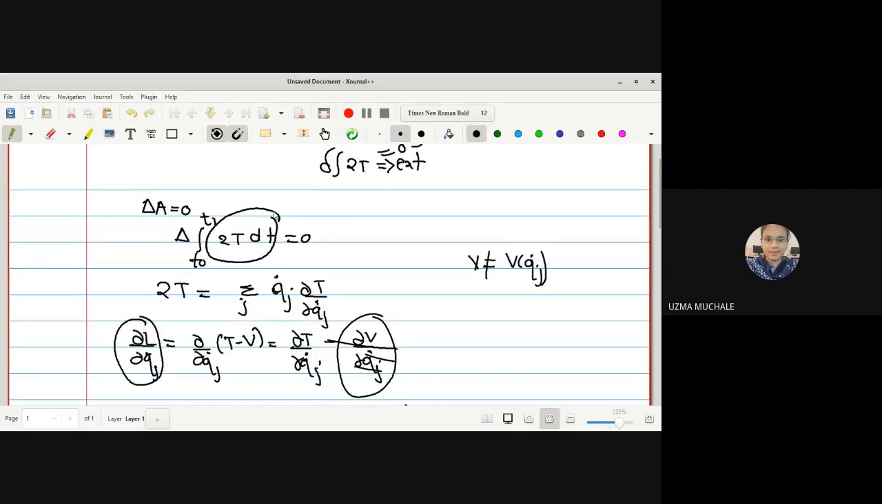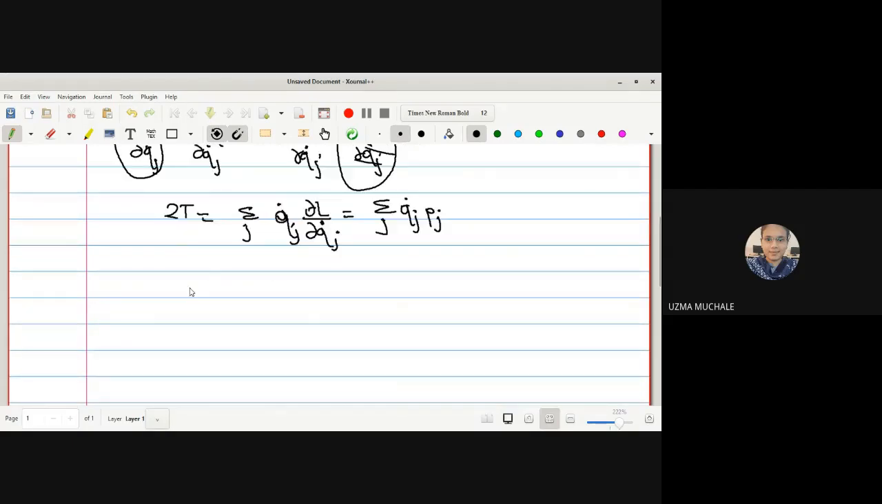We can substitute the value of 2T now. So delta variation from t0 to t1 of 2T is nothing but summation over j of Pj qj dot into dt, which is equal to 0. That is our aim to prove. This is equal to 0. We have to prove this.